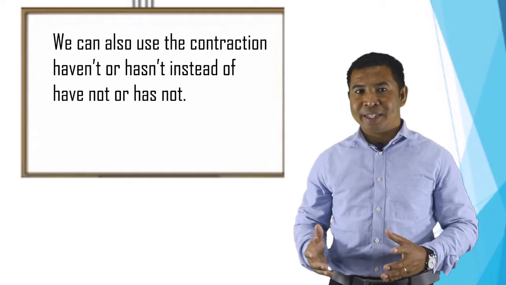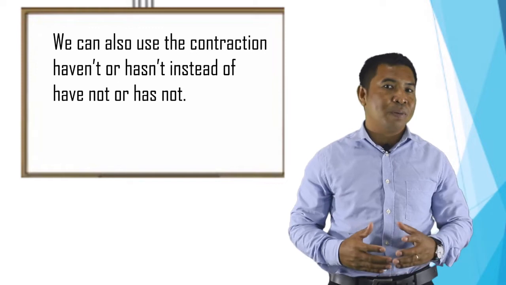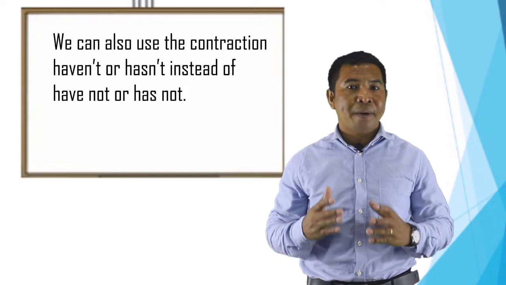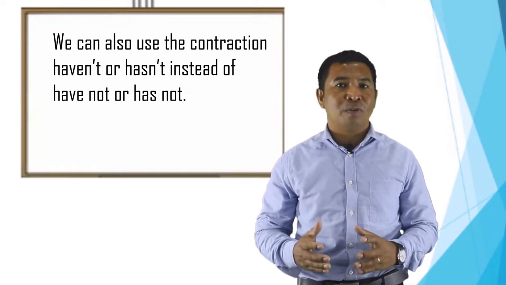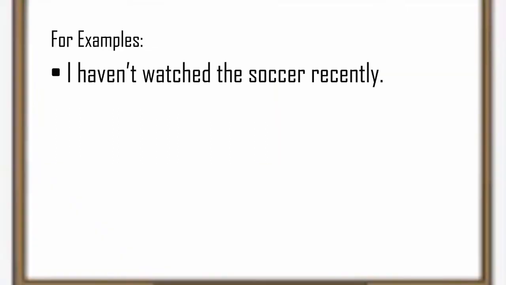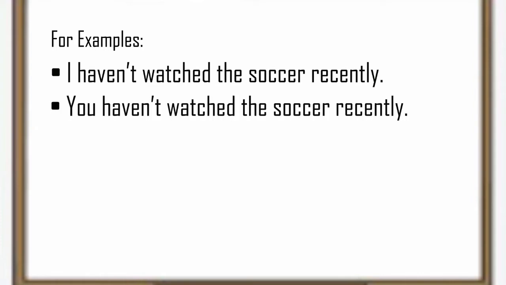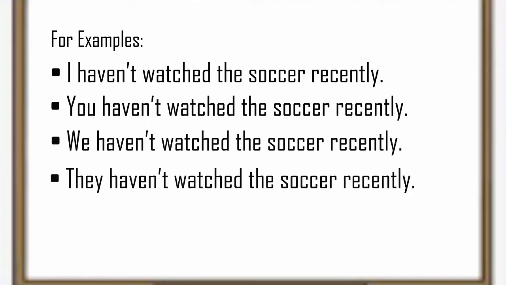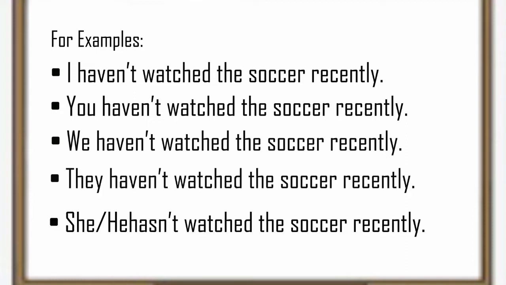However, please note that in conversation or in informal situations, we can also use the contractions haven't or hasn't instead of have not or has not. For examples, I haven't watched the soccer recently. You haven't watched the soccer recently. We haven't watched the soccer recently. They haven't watched the soccer recently. She or he hasn't watched the soccer recently.